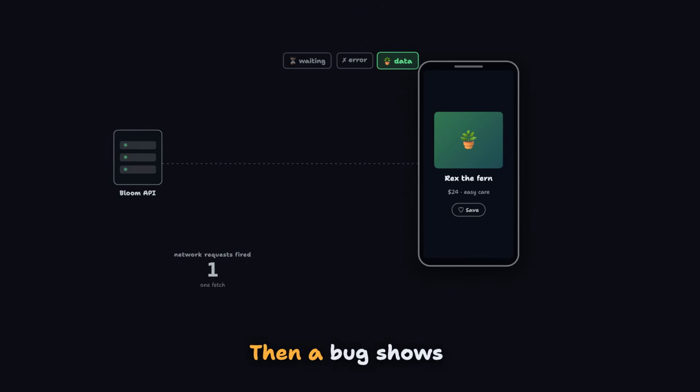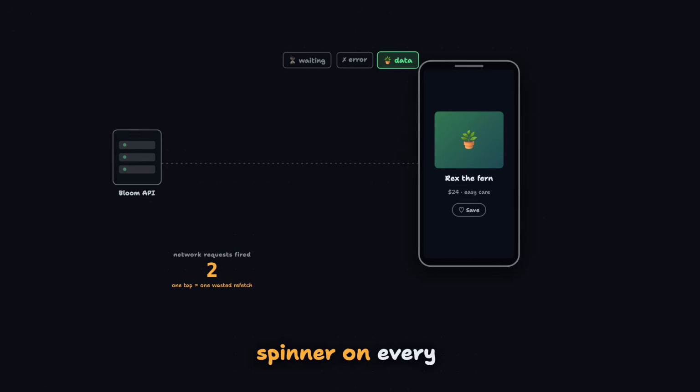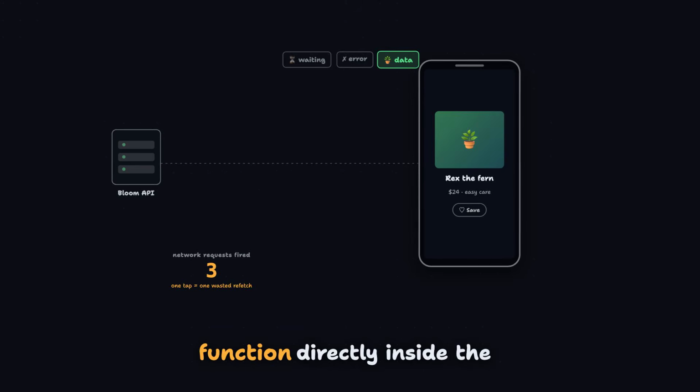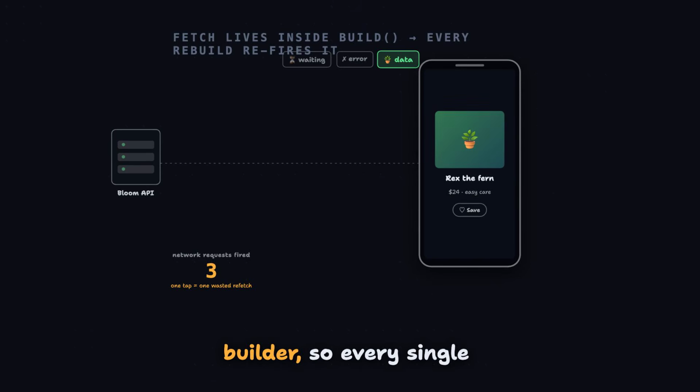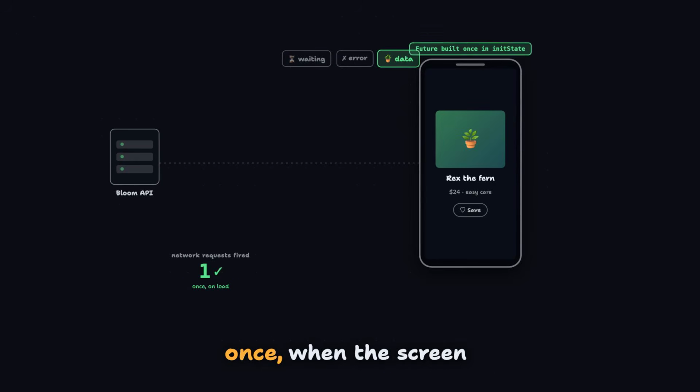There is a spinner while it waits, an error if it fails, and the plant once it lands. Then a bug shows up, and the screen flickers back to the spinner on every unrelated tap. The reason is that she called the fetch function directly inside the builder, so every single rebuild fires a brand new request.